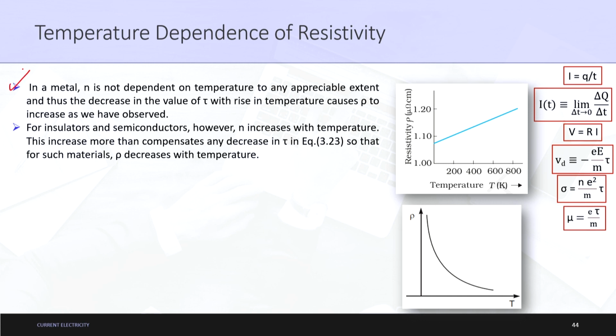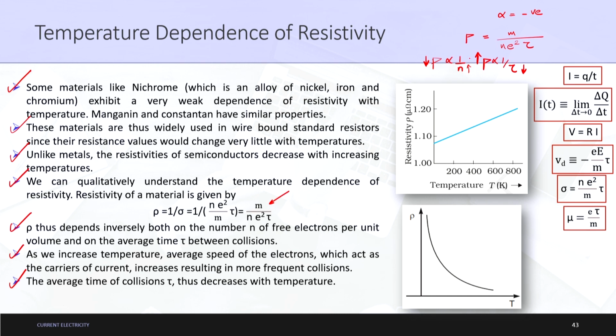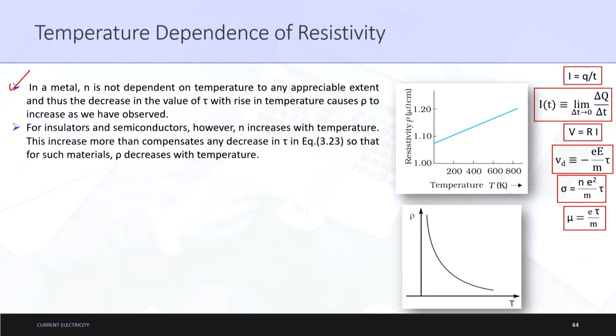So, we neglect that concept, as it is not powerful enough to affect resistivity here, since only the decrease in tau is taken into picture. Hence, please remember, only for metals the value of resistivity increases with temperature. Next, for insulators and semiconductors, however, n increases with temperature.